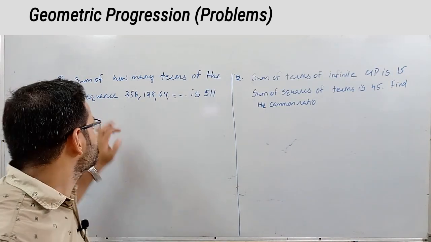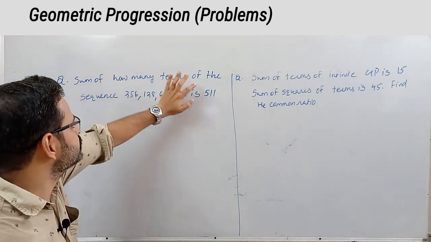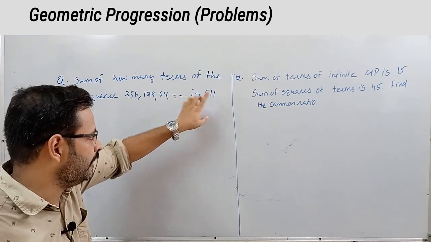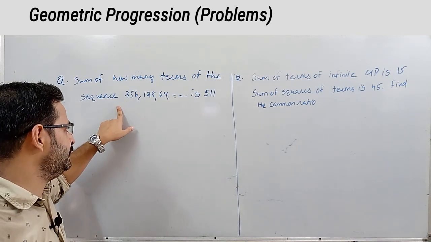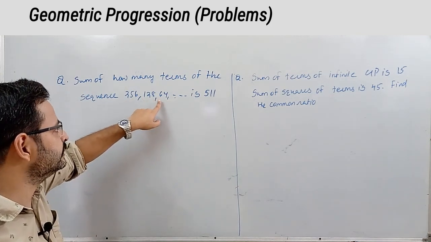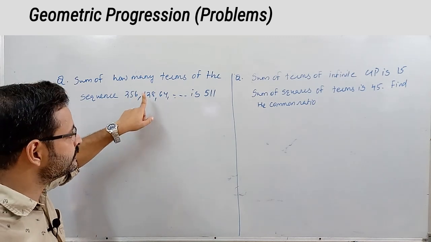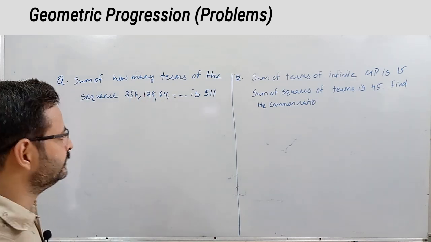Now consider the next question. Sum of how many terms of the sequence 256, 128, 64, etc. is 511? First term is 256, second term is 128, third term 64. That means first term into 1 by 2 we will get the second term, into 1 by 2 we will get the third term.